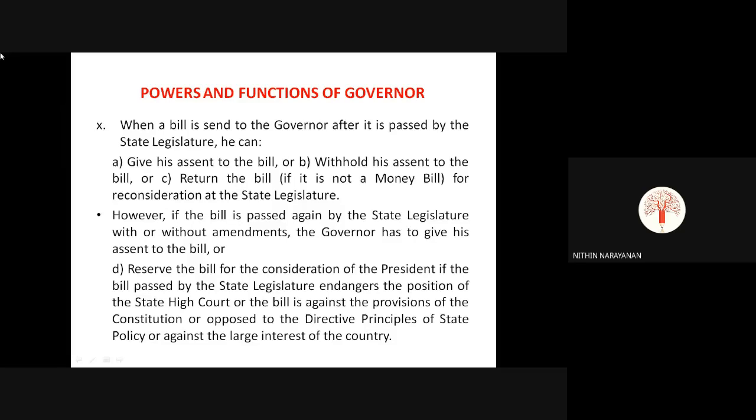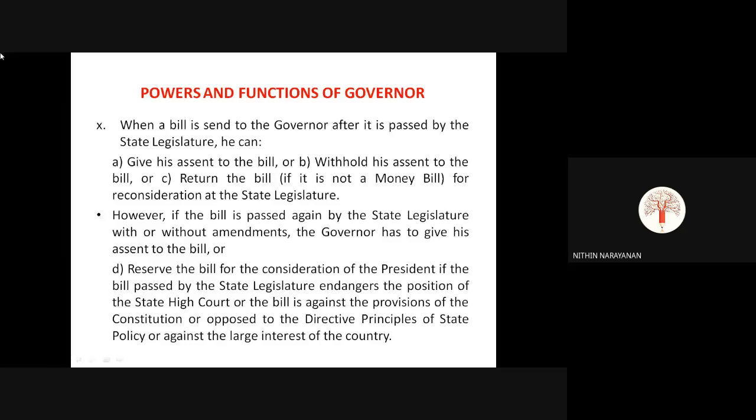Then again he can reserve the bill for the consideration of the president if the bill passed by the state legislature endangers the position of the state high court or the bill is against the provisions of the constitution. So anyhow, if the bill passed by this assembly comes out as against the constitution, he can report it to the president for the consideration of the president.